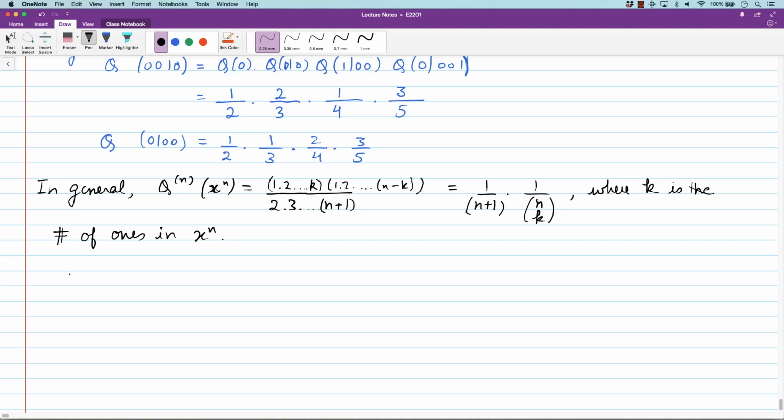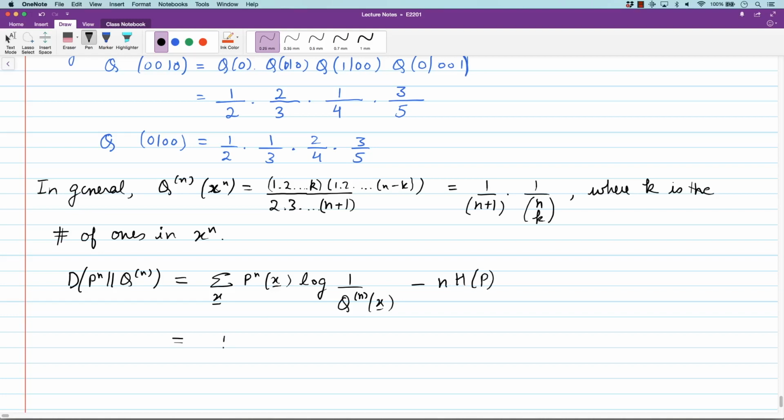Let's now try to compute the divergence Pn Qn. This is equal to the summation over x of Pn of x log of 1 by Qn of x, minus n times entropy of P. You can check this part. So this first term is just the expected value under Pn of log of 1 by Qn.